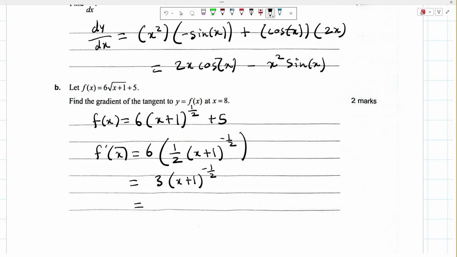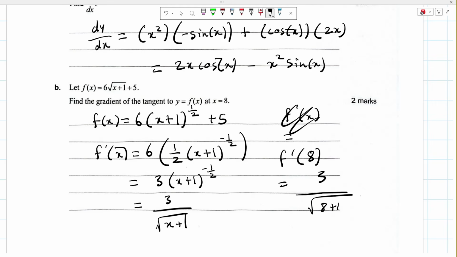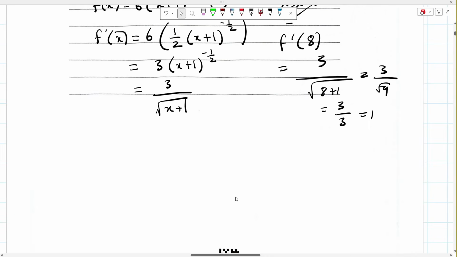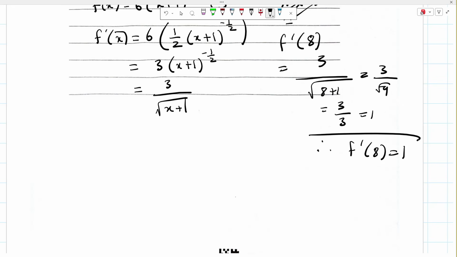Now, a power of negative a half just means you can flip it upside down and then put a square root on it. And then we can find the value of the derivative at x equals 8. So that's 3 over the square root of 9. That's 3 over 3, that's 1. So f dash of 8 is equal to 1.